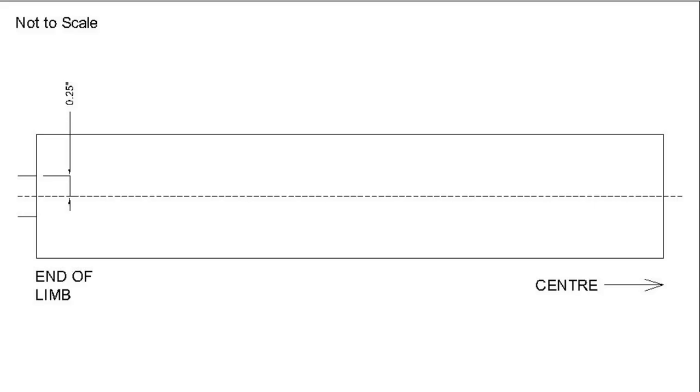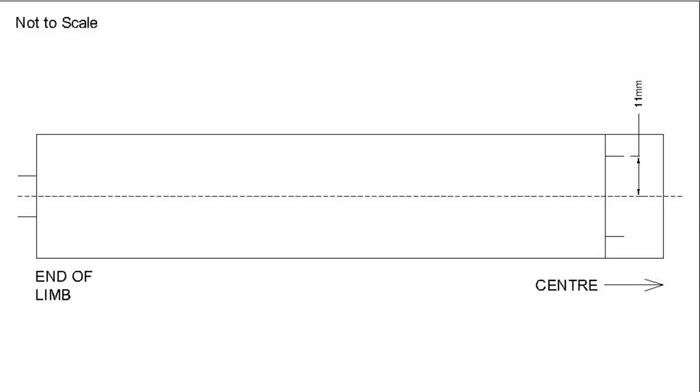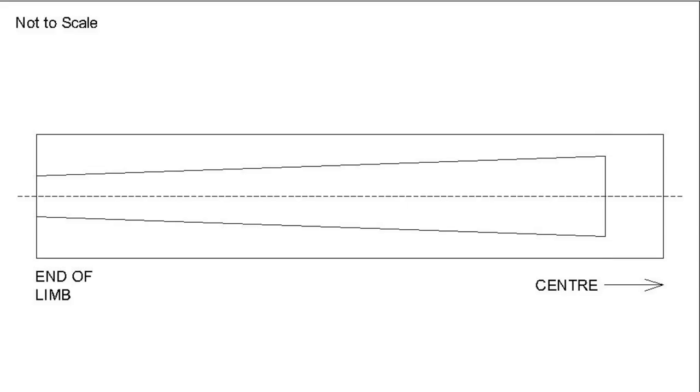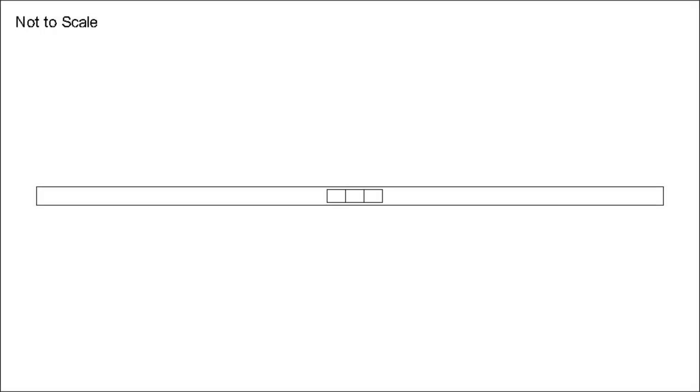I then measured 7 inches from the end of the limb and drew a second line, marking the width at this point to be 22mm or 11mm either side of the centre line. The final step was to join the two points together to give me the outline of the limb, which was the same for the upper as it was for the lower. Here's how it looked on the actual stave. With the grip and the ends of each limb marked out, it was time to join them all up to give me the final outline of my bow.